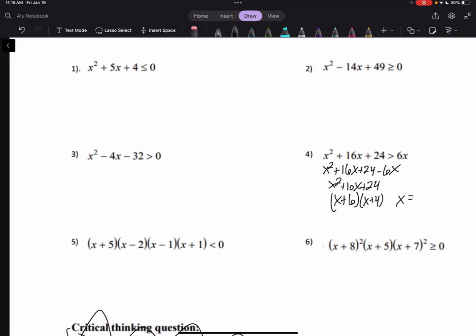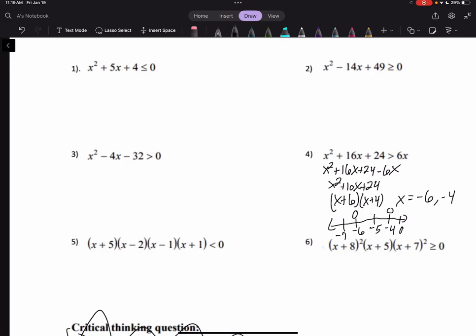So x is equal to -6, -4. Here's my number line. Put -7, -6, -5, -4, and 0. Anytime you can use 0, it's probably the best one to use, okay? All right. So, -6 we're going to put an open circle, and -4, we're going to put an open circle.